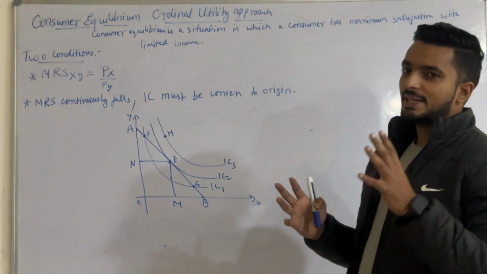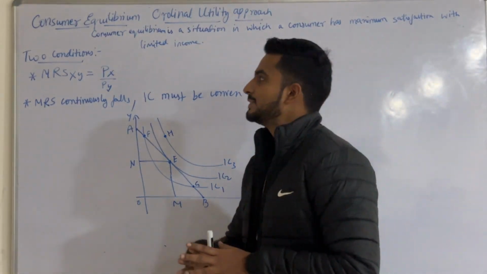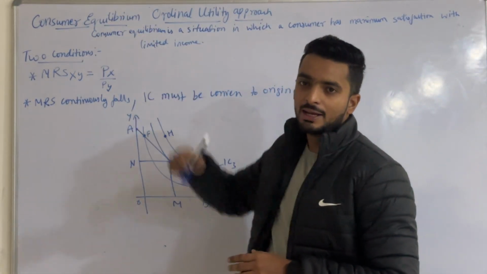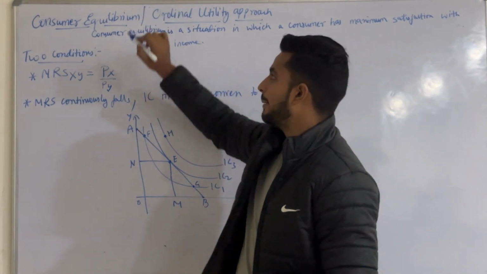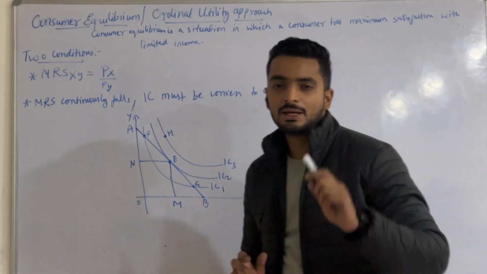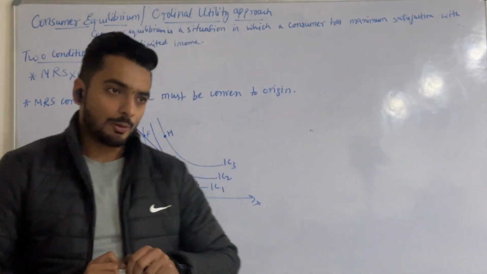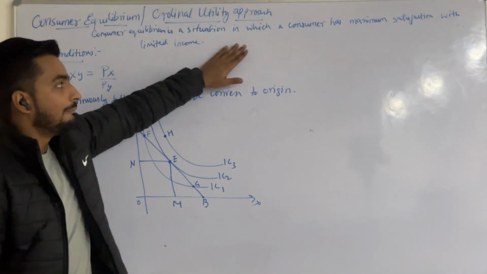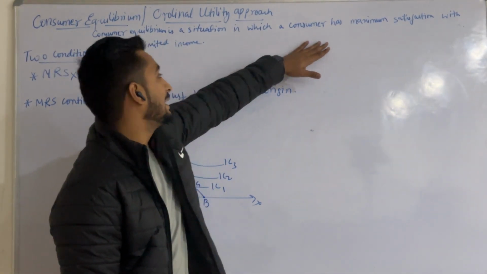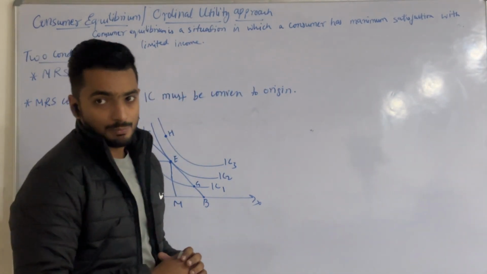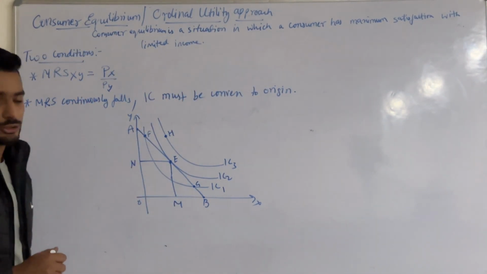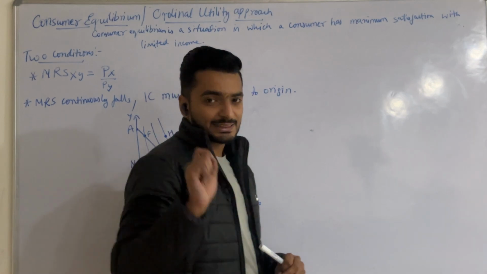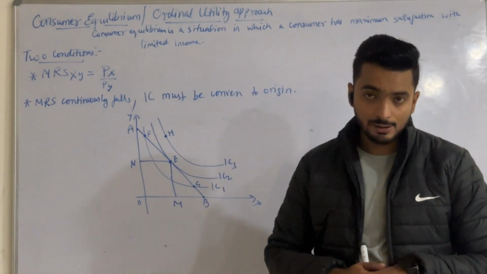Last topic of this chapter, that is the utility chapter, is consumer equilibrium in case of the ordinal utility approach. In this case, the consumer will be in equilibrium when the consumer has maximum satisfaction with his limited income. It's written: consumer equilibrium is a situation in which the consumer has maximum satisfaction with his limited income.